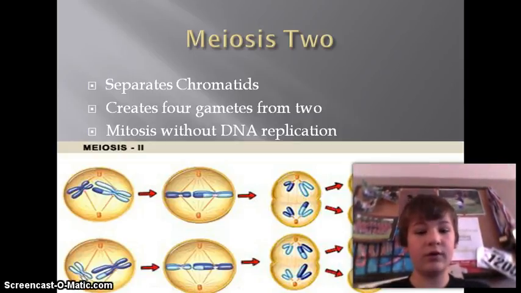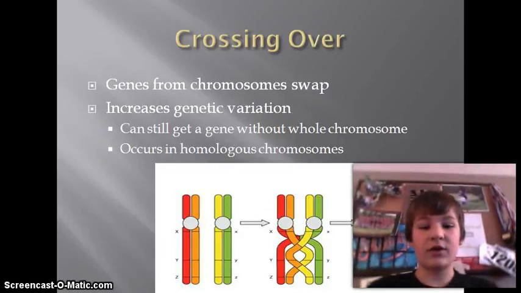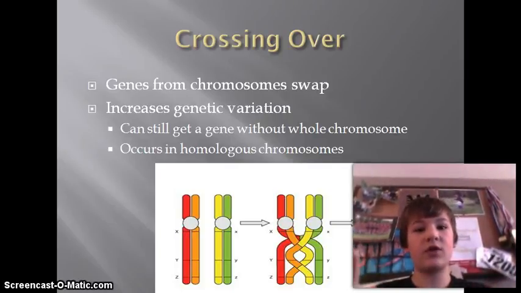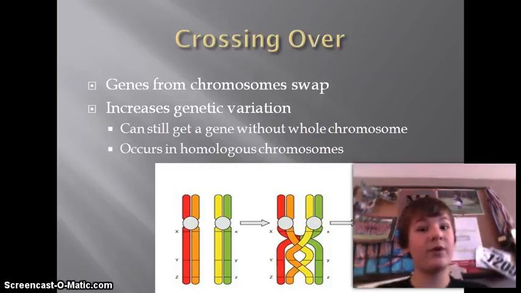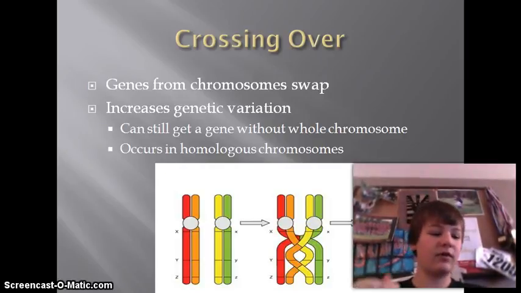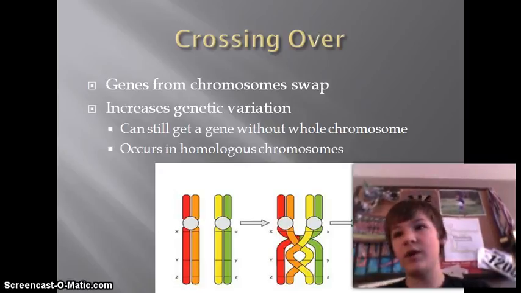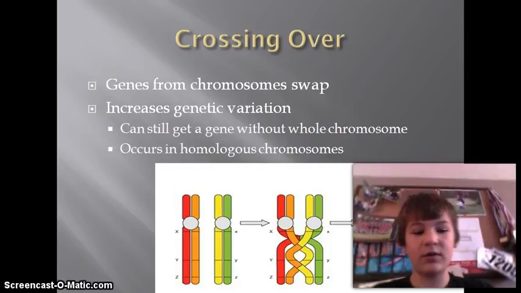which are genetically unique because of crossing over. Crossing over is when the genes from chromosomes swap, which is super important because that increases our genetic variation, which is a good thing because that means our future generations won't be identical copies of us, which would be not only creepy but bad, because if one of us was susceptible to a disease, eventually we would all be. But this way, only some people would be, if you get what I'm saying.